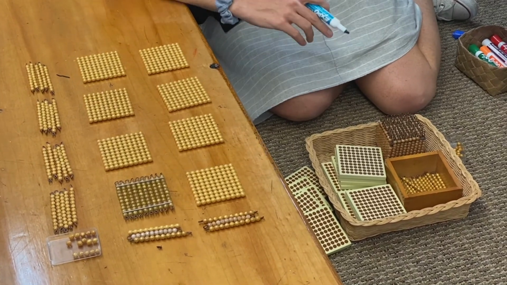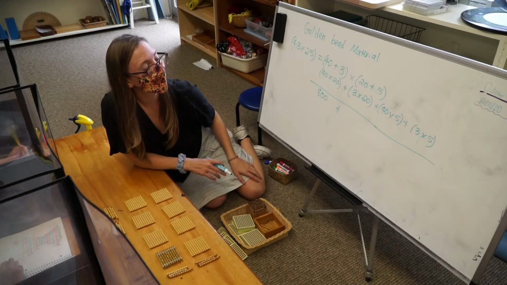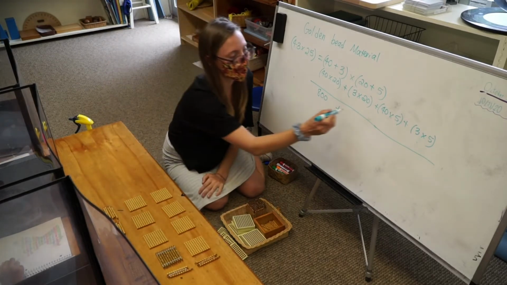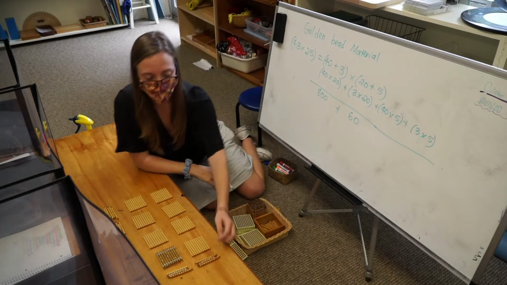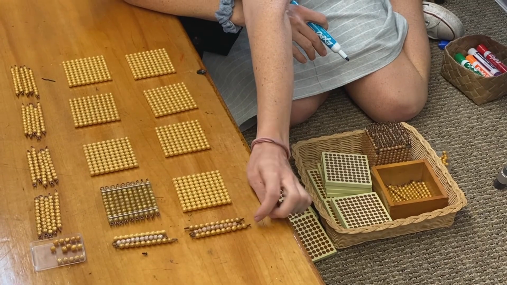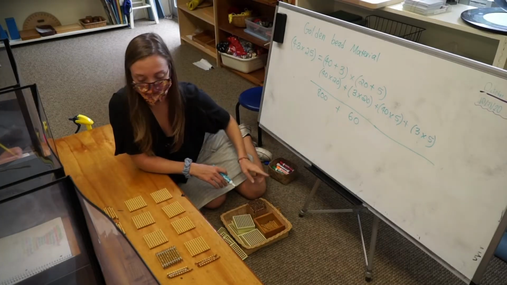So now let's look at 3 times 20. So these are 3 times 20. What's 3 times 20? I heard it. 60. Okay, let's look here. Count with me. 10, 30, 40, 50, 60. So were we right? Yeah.